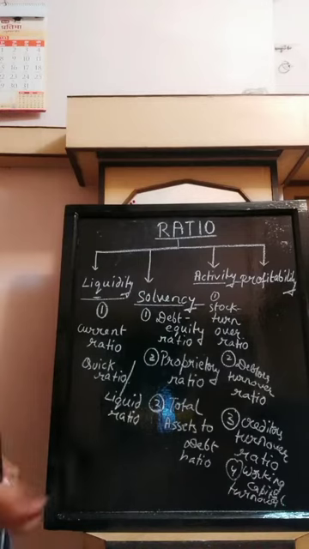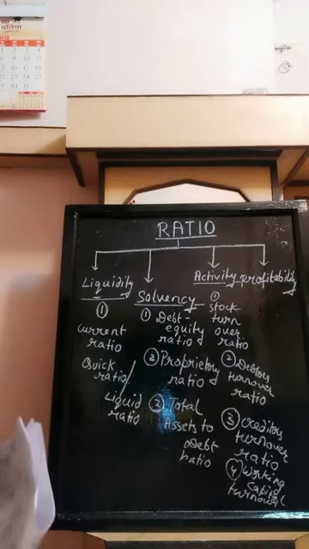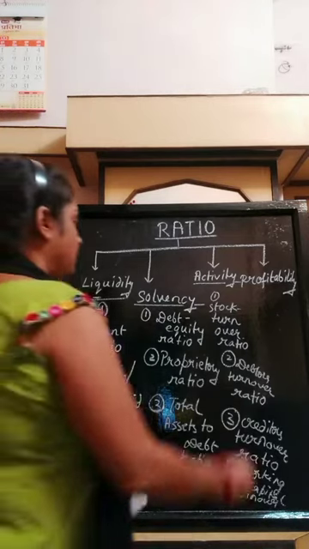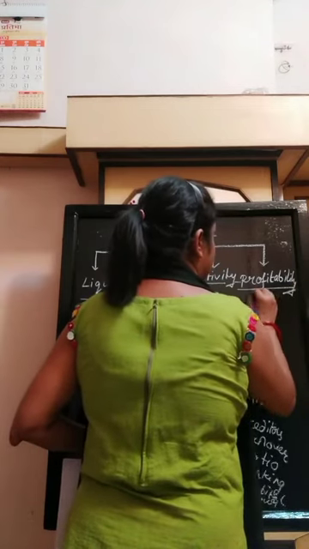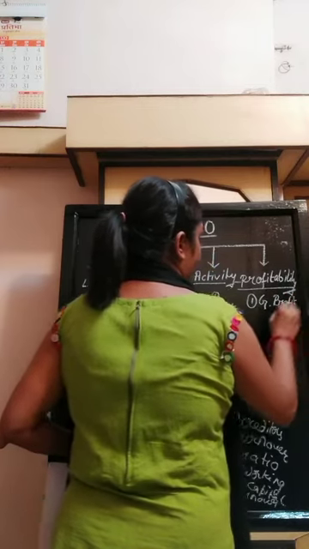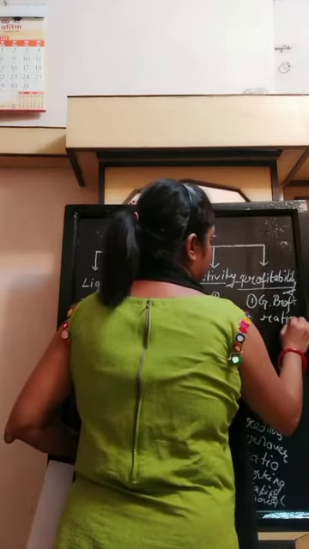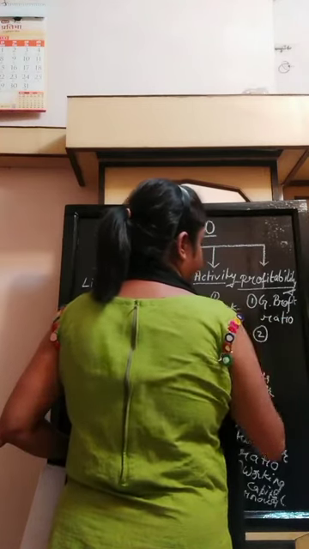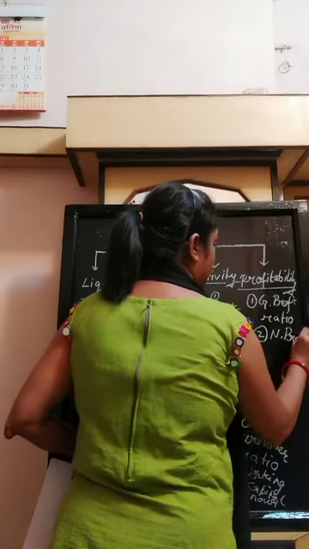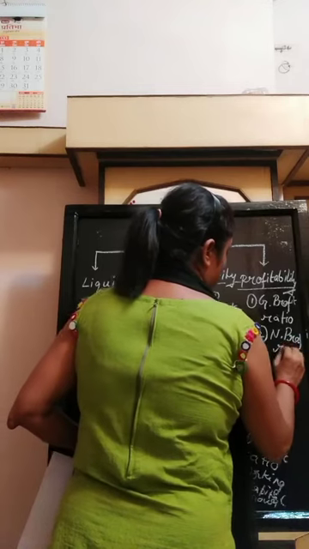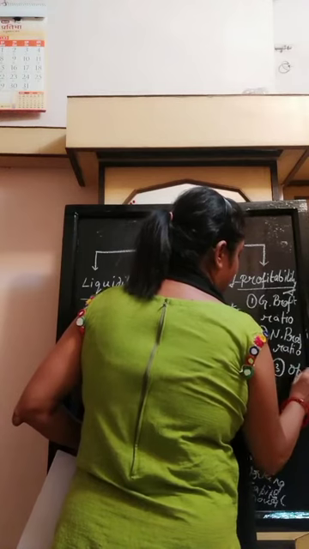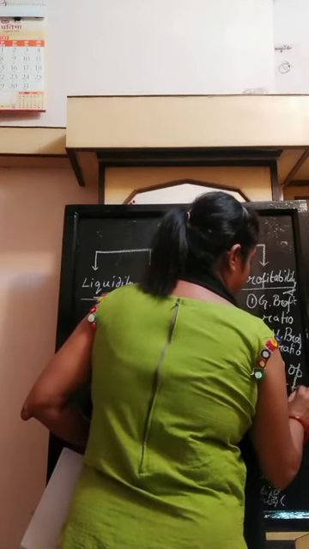Now we come to the last category, that is profitability ratio. Under profitability ratio, the first thing which will come is gross profit ratio, or we can call it GP ratio, or NP ratio, or net profit ratio. And operating ratio, or operating profit ratio.